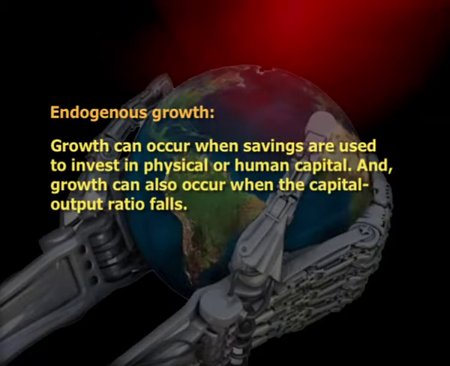The Harrod-Domar model is an endogenous growth model and it explains that growth is determined by the rate of savings and the capital output ratio which are determined within the model. Growth can occur when savings are used to invest in physical or human capital, and growth can also occur when the capital output ratio falls.